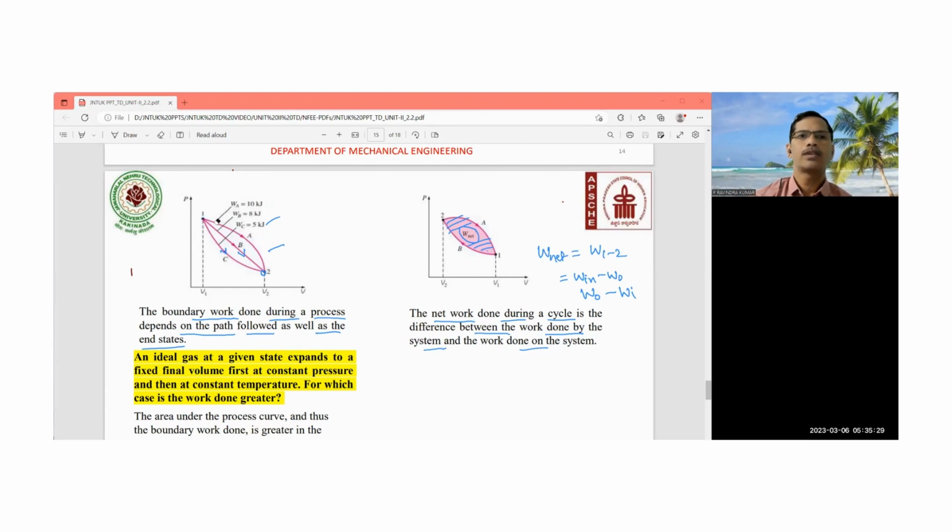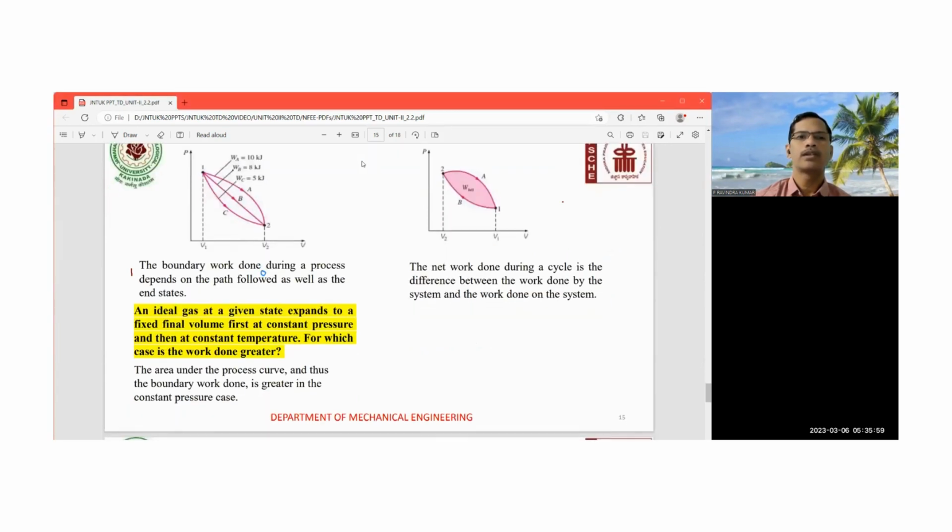So here there is a question, the one highlighted in yellow color. An ideal gas at a given state expands to the final volume at constant pressure, and then at constant temperature. For which case is the work done greater? That is what he has to analyze.